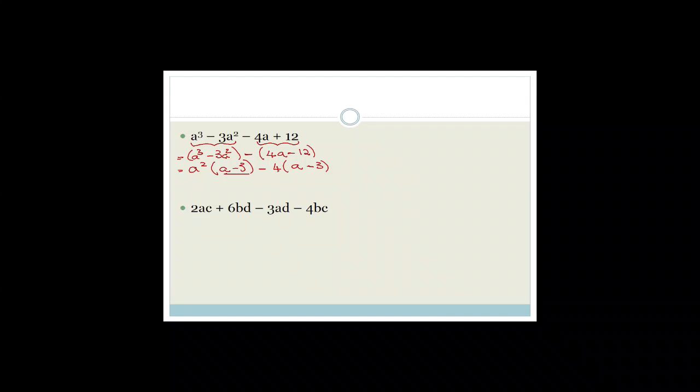Okay, and then life looks good because now effectively our grouping worked, okay? We've got (a minus 3), (a minus 3). So I can take out (a minus 3). And what is left? There's a squared minus 4. That's what's left. A squared minus 4. Have we finished the sum?